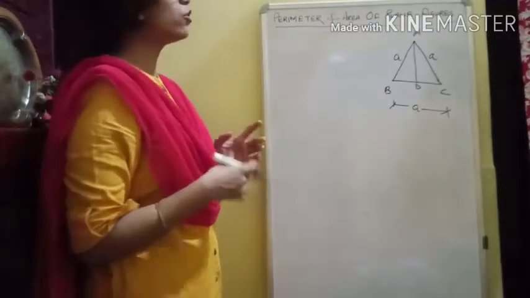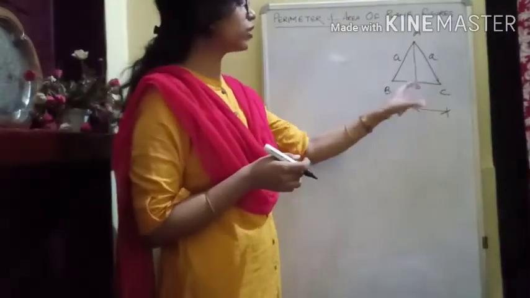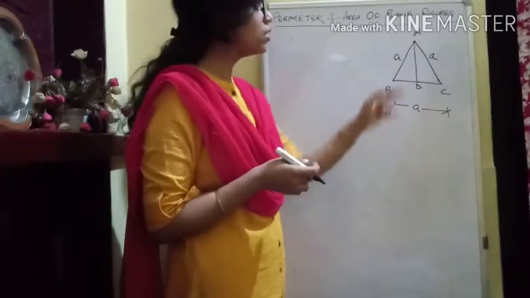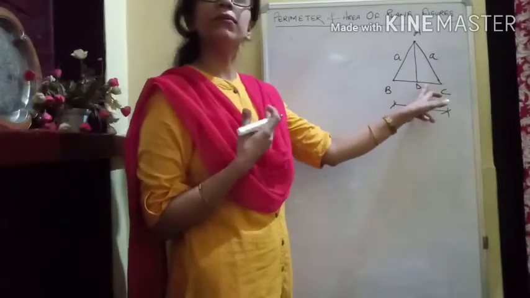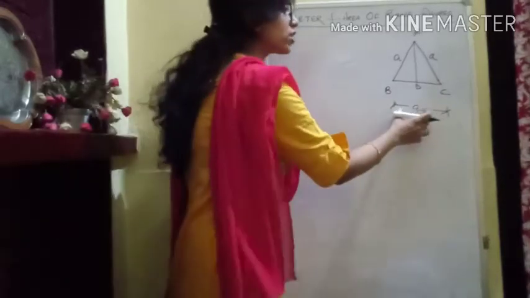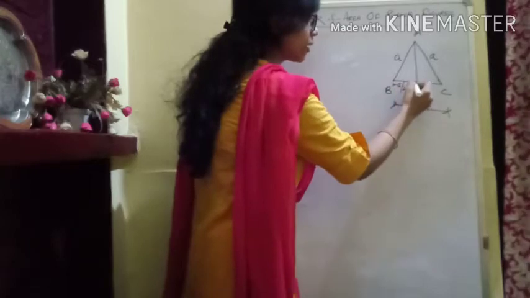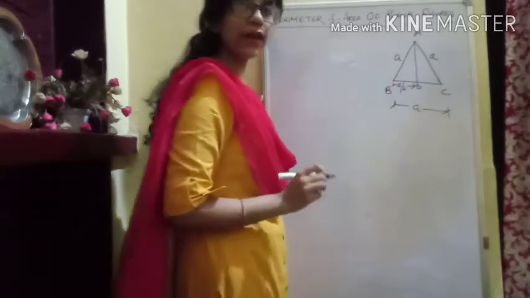This is a property of an equilateral triangle, or if we take the isosceles triangle, when you drop the perpendicular, it will bisect the side, because the perpendicular will also be the median. That means it will divide the side into half. So if the total side is a, this half of the side will be a/2 and this half will also be a/2.